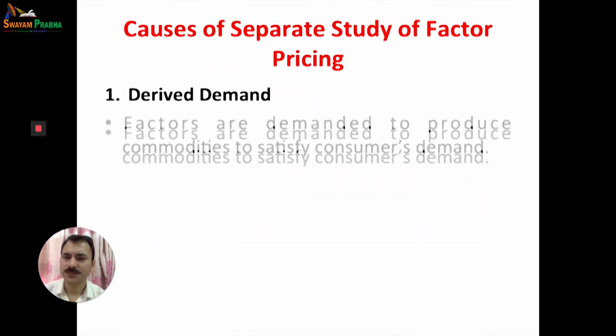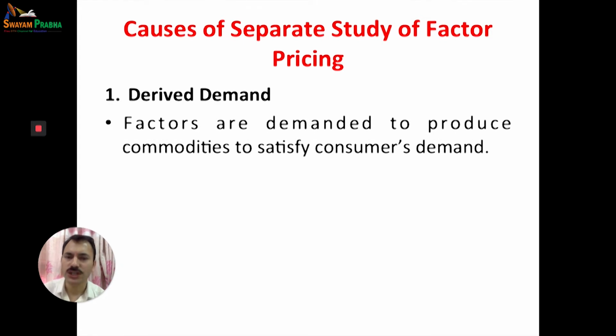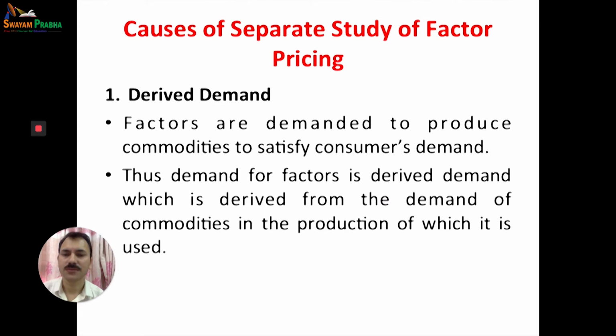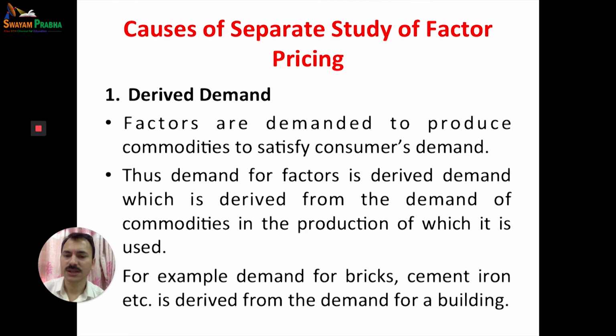First one is derived demand. Factors, say labor and capital, are demanded to produce commodities to satisfy the consumer demand. If you want to consume something or produce something, you need the factors of production, say labor or capital. The demand for a factor is derived from the demand for the commodities in the production of which it is used. For example, you need a building, then the demand for bricks, cement, iron, etc. is derived demand.